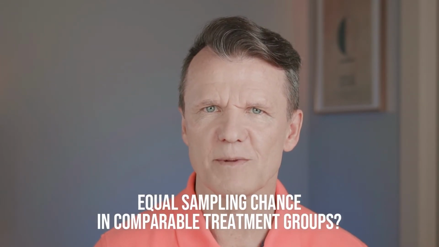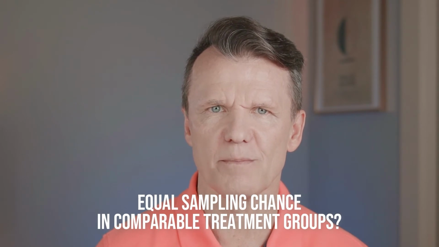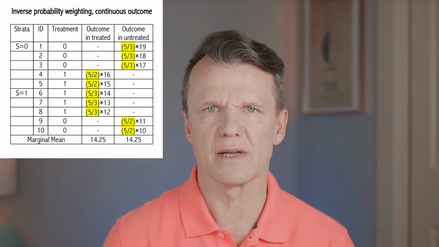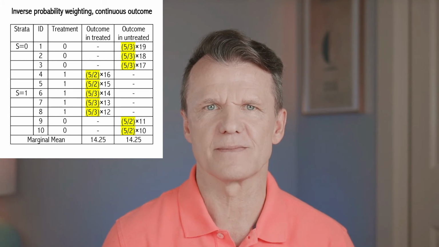This method also turns strata of treated and untreated units into comparable groups, but only if the strata are defined by treatment outcome confounders. Equal sampling chance for any covariate pattern in comparable treatment groups, you say? Well, then we can find marginal means as a weighted average of outcomes observed with and without treatment. To illustrate how this works, let's go back to the table with 10 hypothetical observations.